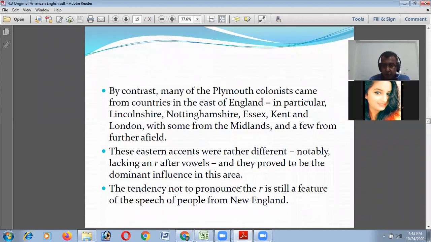The tendency not to pronounce the R is still a feature of the speech of the people from New England. So in American English, in a broad sense, we see R will be pronounced. But in the case of New England, in the USA, Massachusetts, we see that R will not be pronounced within American English. Why? Because the people of this area came from the Midlands of England, and they used standard English, as we see in present day English in the UK.